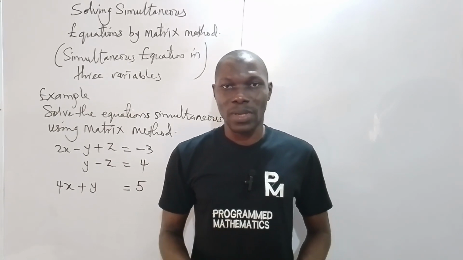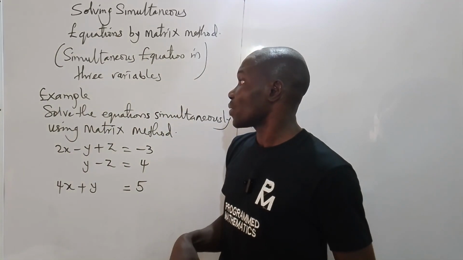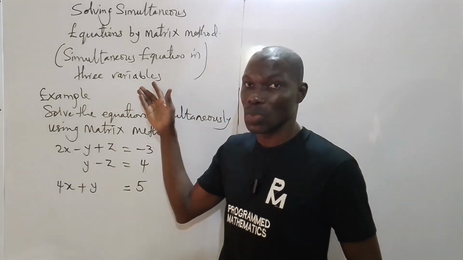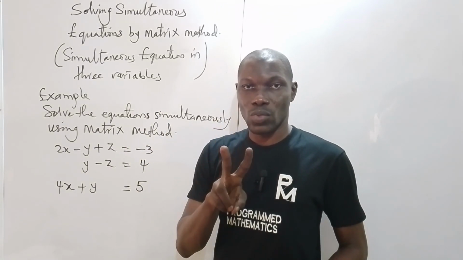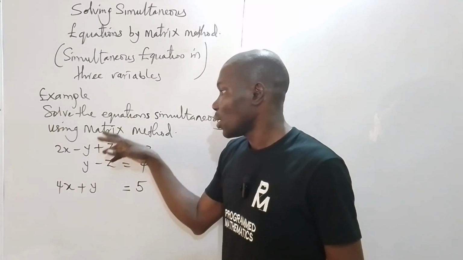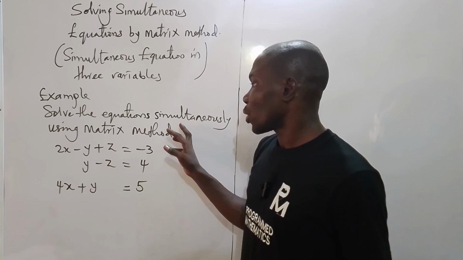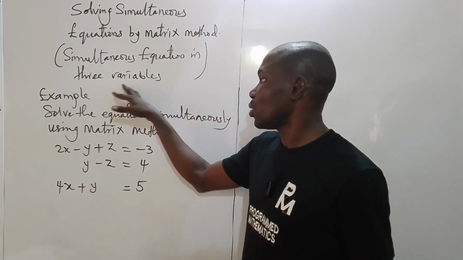In the last video, I explained how to solve simultaneous equations using the matrix method, and I explained the part of simultaneous equations in two variables, where we have two equations and two variables. So today, I'll be looking at simultaneous equations involving three variables. Simultaneous equations in three variables.